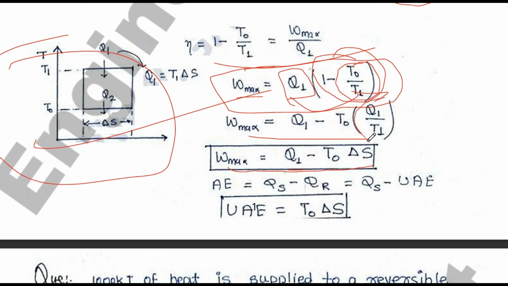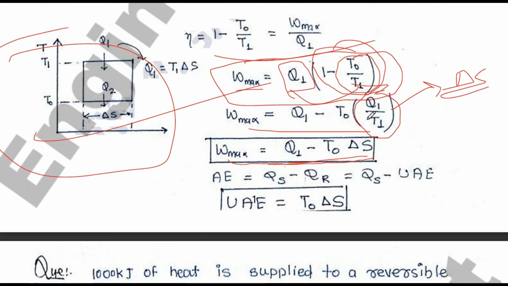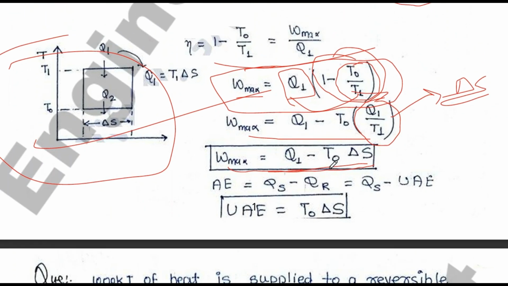This Q1 by T1 can also be written as delta S. I have discussed this in my previous lecture on entropy. So you can watch this if you have any doubt regarding this. So this is the final formula, Q1 minus T naught delta S. T naught is the ambient temperature.